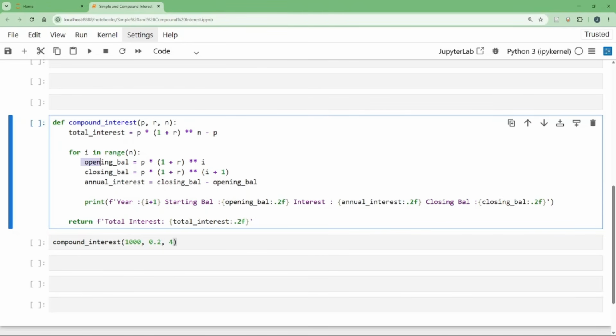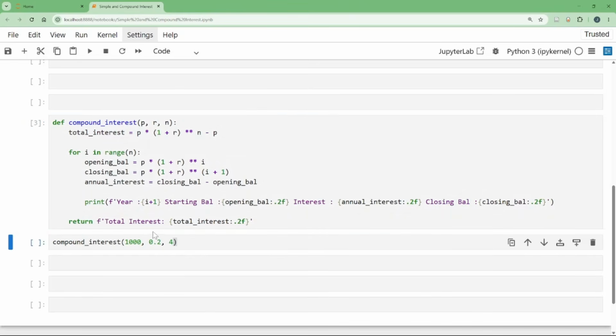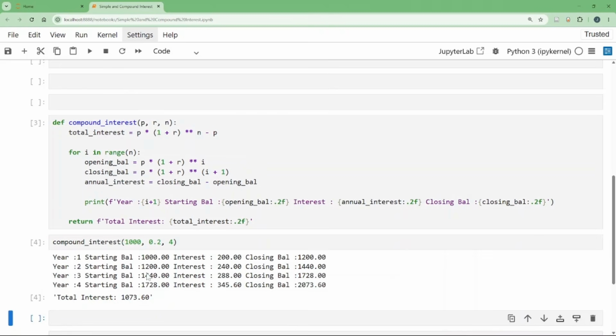Then we are going to calculate the opening balance and the closing balance. So the closing balance here is going to be passed to the next year to become the opening balance. And I hope you can easily see that. And it is simply this change here. We removed this plus 1 to retain just I. Then the annual interest is simply the closing balance, subtract the opening balance. And you can also output this as we did in Excel. And now when you run, you're going to get this breakdown.